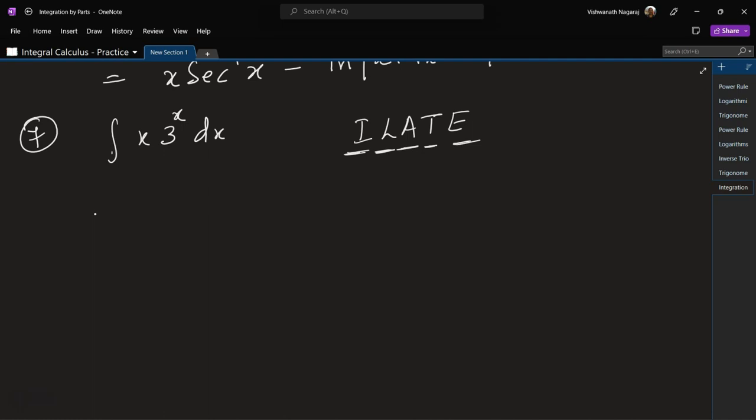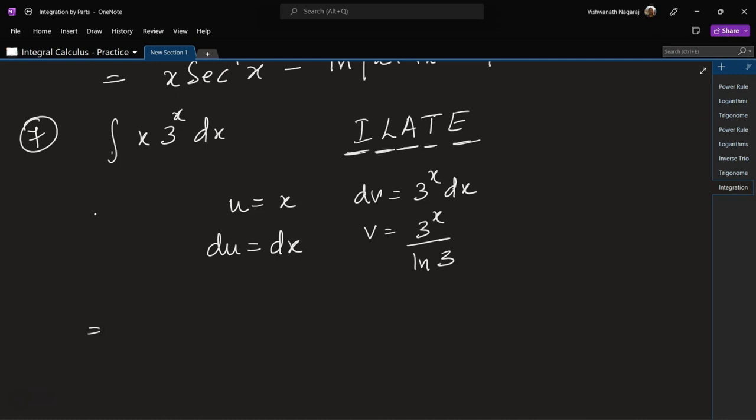So here, this is exponential, which comes last. And x is algebraic. So let's say u is equal to x. So dv will be 3 to the power of x dx. Okay, let's integrate both the sides. We get v is equal to 3 to the power of x by natural log of 3. Here we don't have to put an absolute sign because it is a positive value. Okay, and du would be dx.